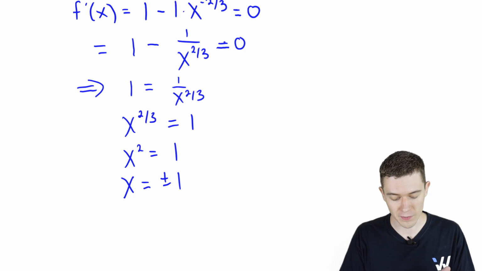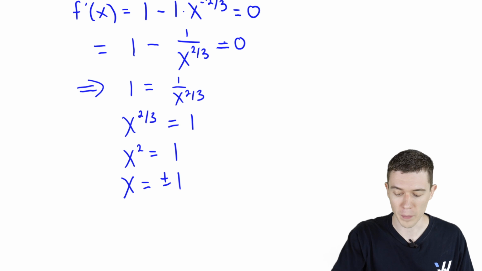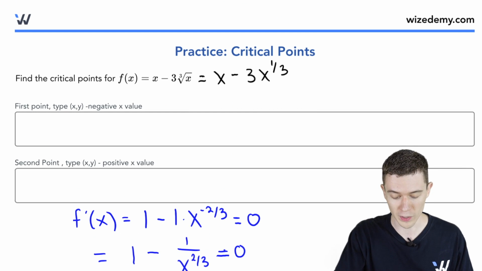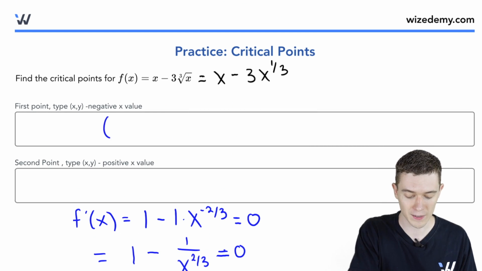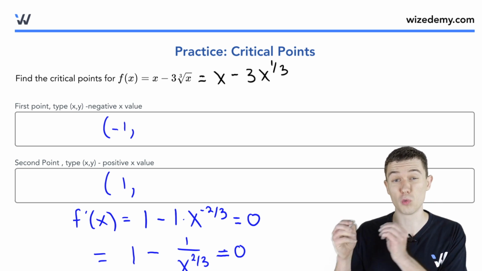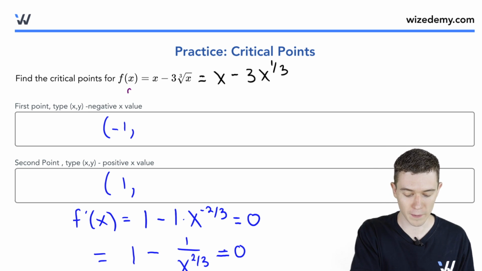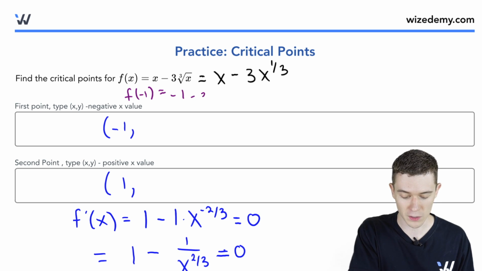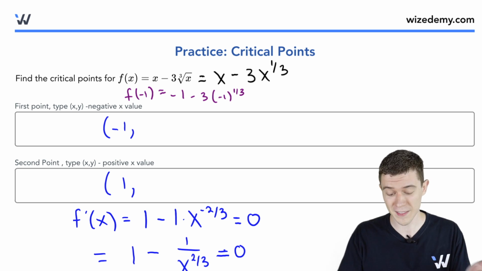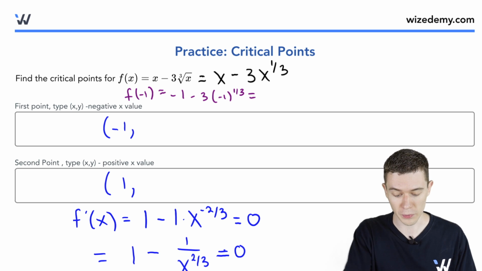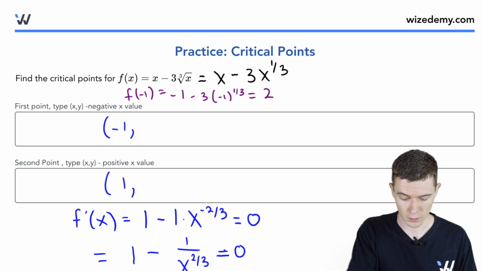So these are the x values of our critical points, but the critical points are in fact points. Points are x comma y, so we have a -1 as an x, we have a 1 as an x. We need those y's to correspond, so we'll just plug them into the function. If we go ahead and plug in -1 to our function, that would be -1 minus 3, the cube root of -1. The cube root of -1 is -1, so this is -1 plus 3, or 2. Our first critical point is -1 comma 2.